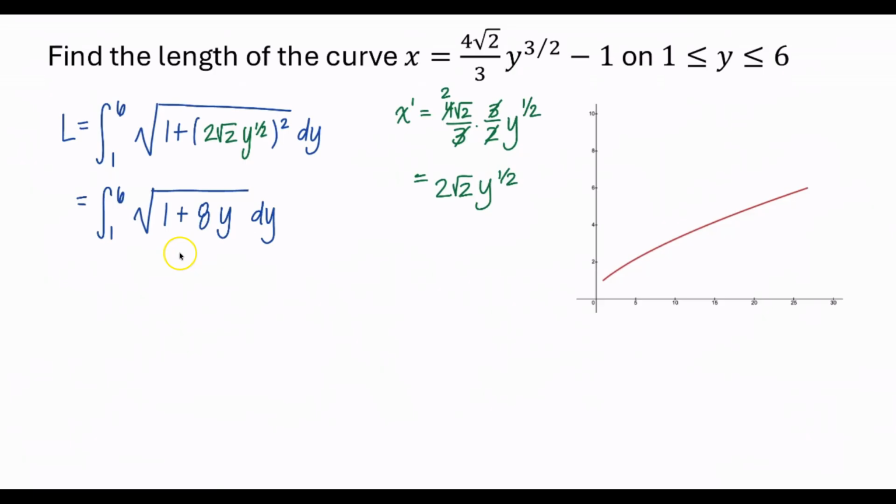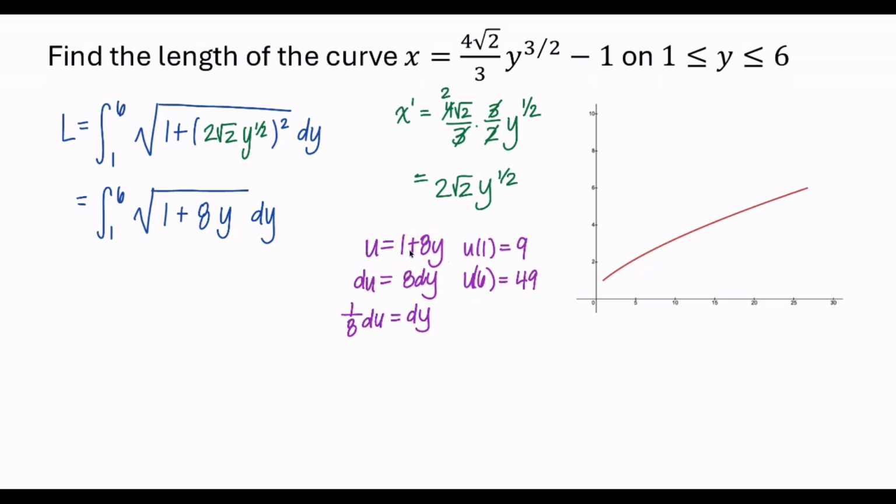And this is what we're left to integrate, which is not too bad. I'm going to go ahead and do a u substitution on it. I'm going to let u be 1 plus 8y. Then du is 8 dy. And so I'm going to go ahead and divide by 8 or multiply by 1/8. 1/8 du is equal to dy. And this is a definite integral, so I'm going to change my limits of integration to u values. So in other words, I have u of 1 is 1 plus 8 times 1, so u of 1 is 9. And then u of 6, 8 times 6 is 48 plus 1 is 49.